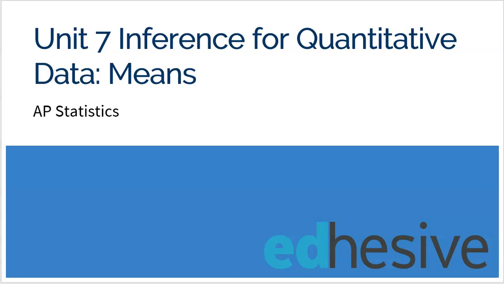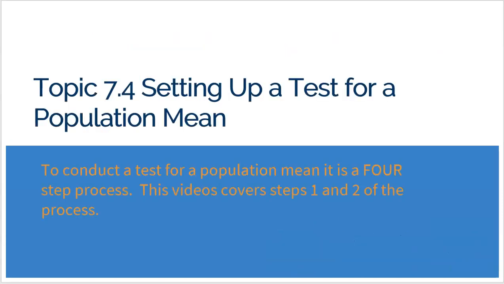Welcome to Unit 7, Inference for Quantitative Data with an emphasis on means with AP Statistics. This video is going to tackle topic 7.4, setting up a test for a population mean. To conduct a test for a population mean, it is a four-step process. This video is going to cover steps 1 and 2, and then the next video for topic 7.5 will cover steps 3 and 4 and go through an entire problem.